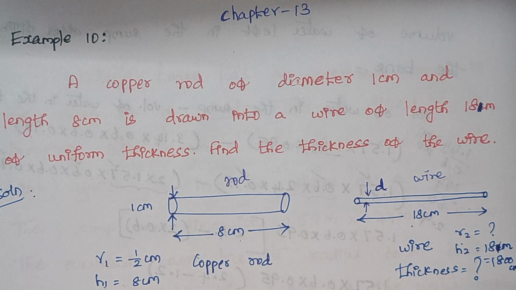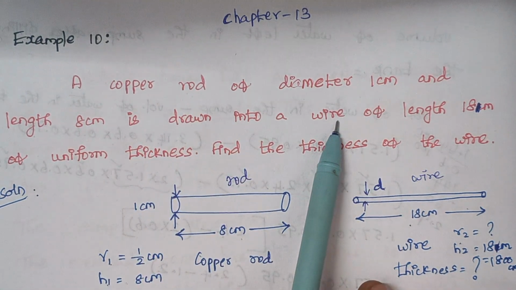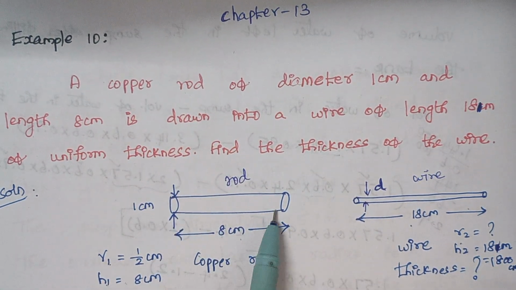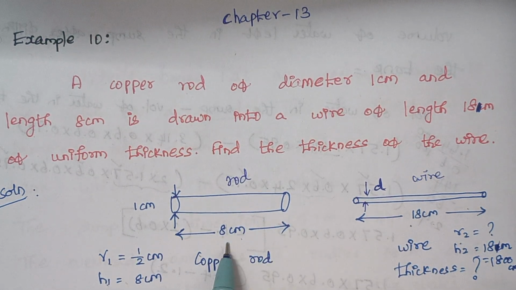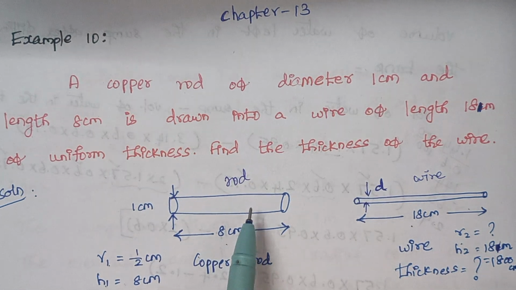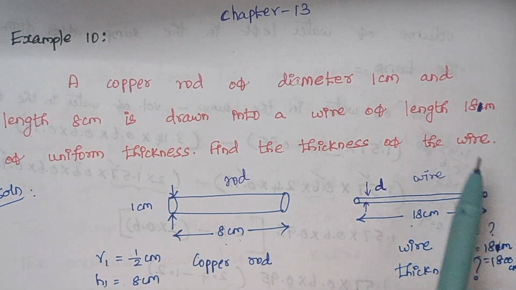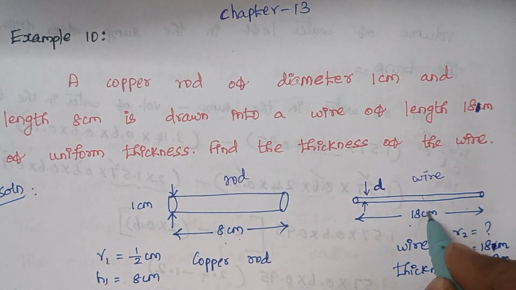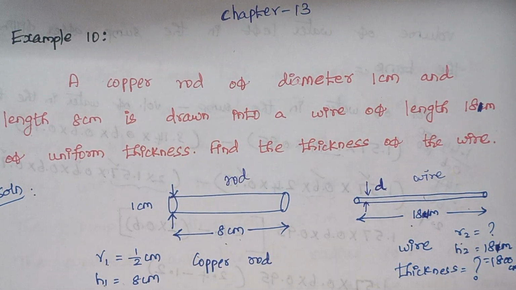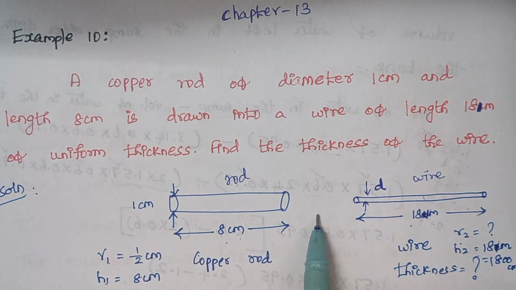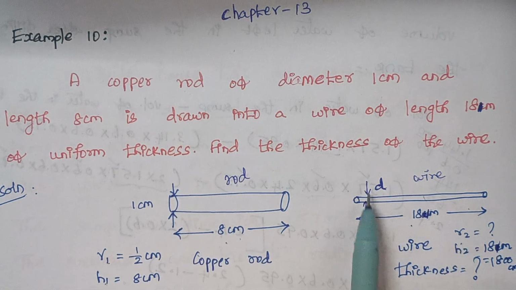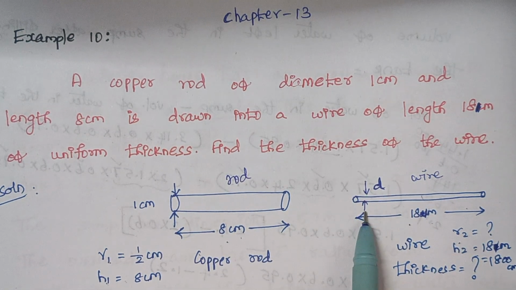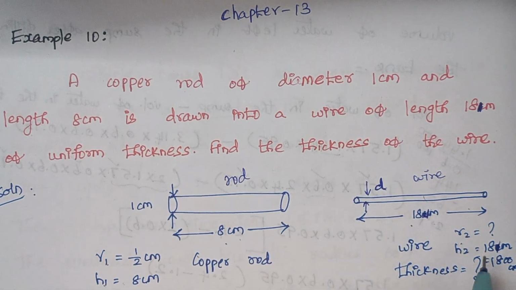So here we are having a copper rod and a wire. Let this be your copper rod whose diameter is 1 centimeter and whose length is 8 centimeter. Now this is drawn into a wire whose length is 18, this is not centimeter, 18 meter. And what about the thickness here? Here the thickness of the wire is nothing but the diameter of the wire. So here we need to find the diameter of this wire.